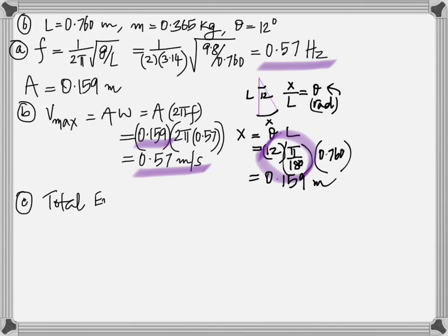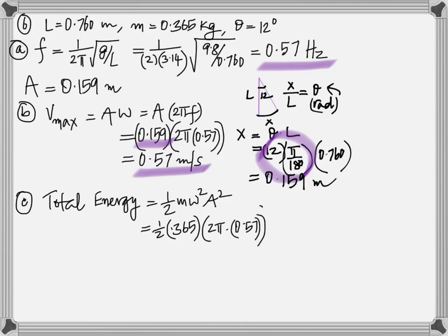In the C part, you have to find the total energy. Once again, it's 1/2 m omega squared A squared, and get it as 0.0592 joules.